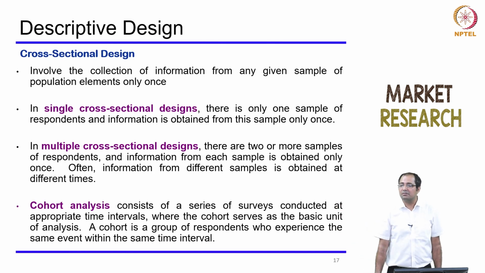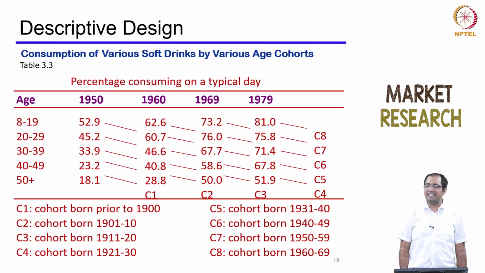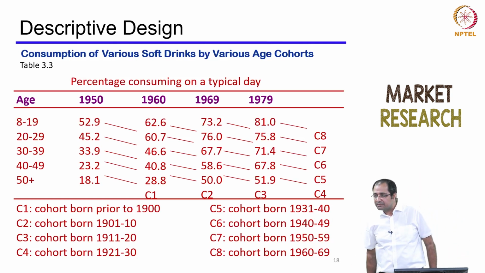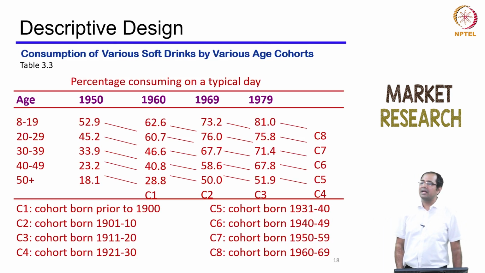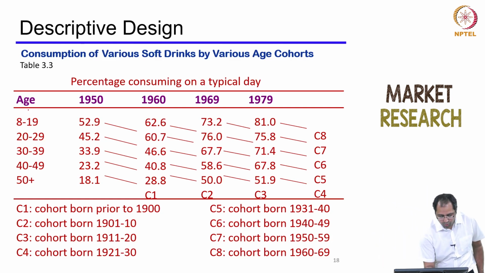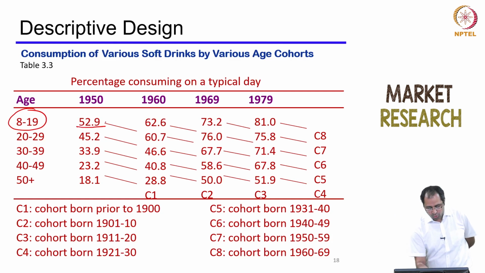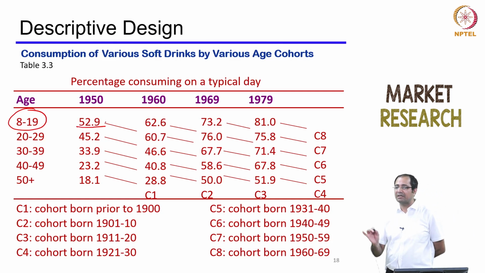That becomes a cohort. In this case, let's take an example. There was a particular study done about the cola consumption in US, and the first cohort, so in 1950 the study started, where people from age group of 8 to 19, their cola consumption was noted down. It was 52.9 units, whatever units are there out of 100.